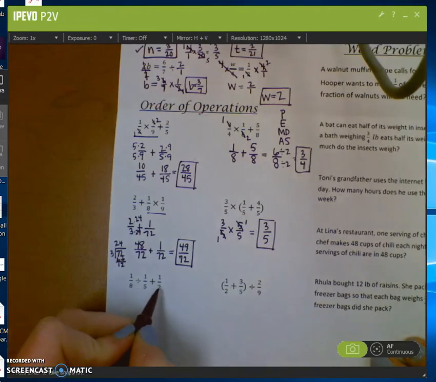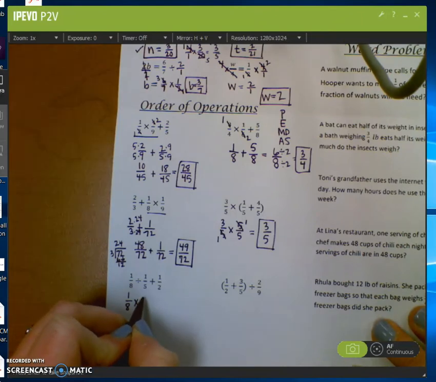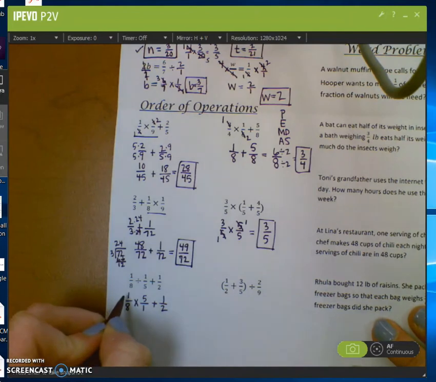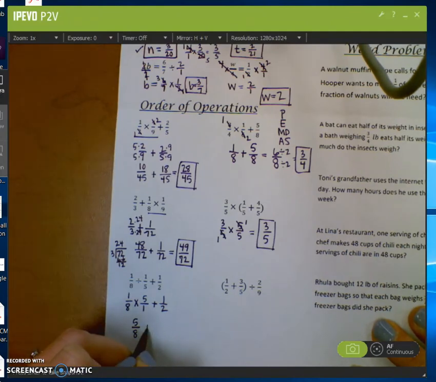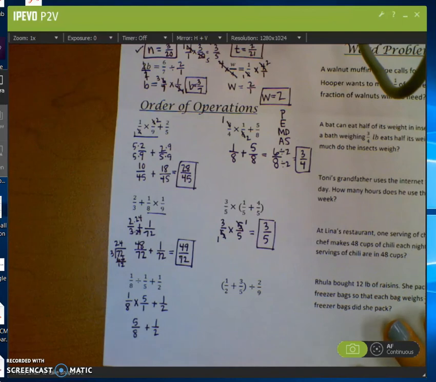Down here, I divide before I add. When I divide fractions, I keep 1/8, change division to multiply, and flip 1/5 to 5/1. There's nothing that I can cross reduce, so I'm going to do 1 times 5 is 5 for my numerator, 8 times 1 for my denominator is 8, and then plus 1/2. I can't forget about that. That's the one thing we don't want to forget about.